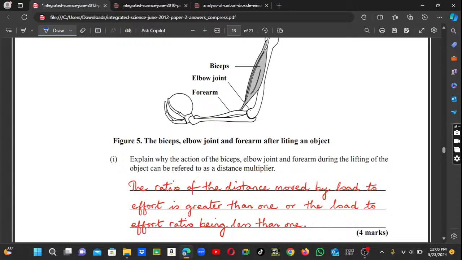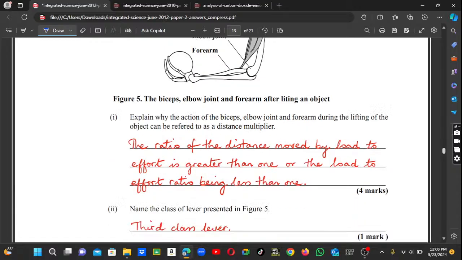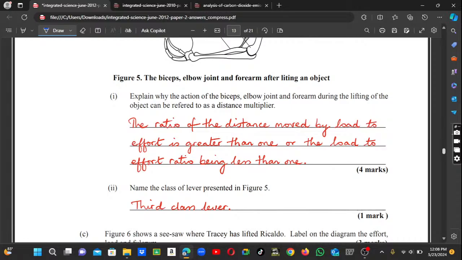So therefore we have seen that effort is greater than 1, as the load to effort ratio would be less than 1. So there's a difference between them. On one side of your arm there would be less pressure, and on the other side of your arm there would be more pressure.